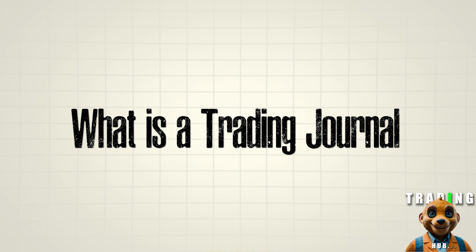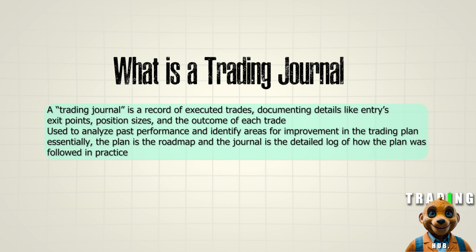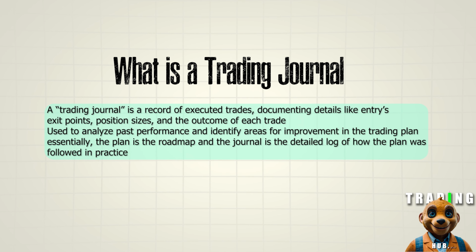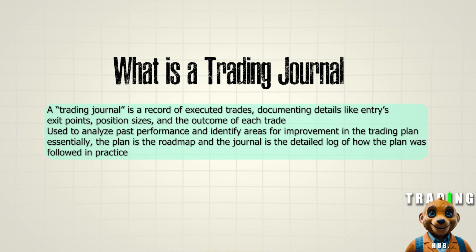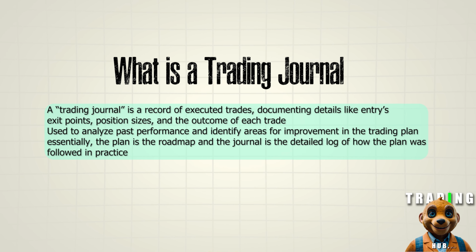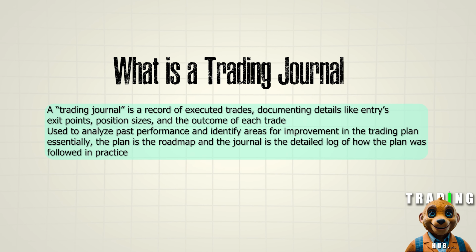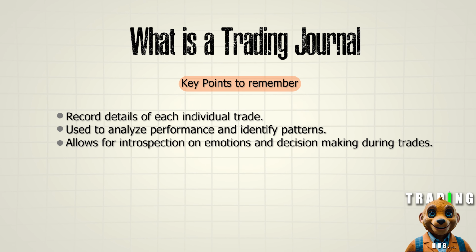What is a trading journal? A trading journal is a record of executed trades, documenting details like entry and exit points, position size, and the outcome of each trade, used to analyze past performances and identify areas for improvement in the trading plan. Essentially, the trading plan is the roadmap and the journal is the detailed log of how the plan was executed or followed in practice.